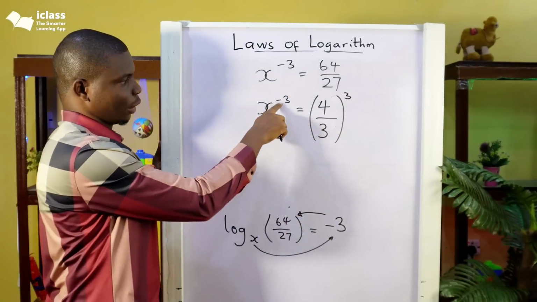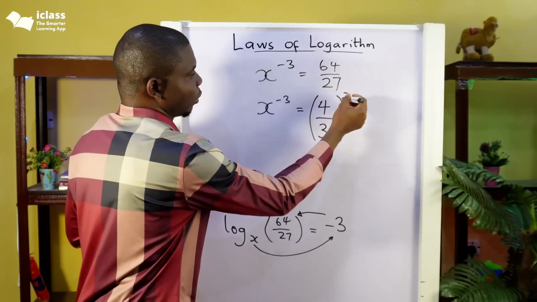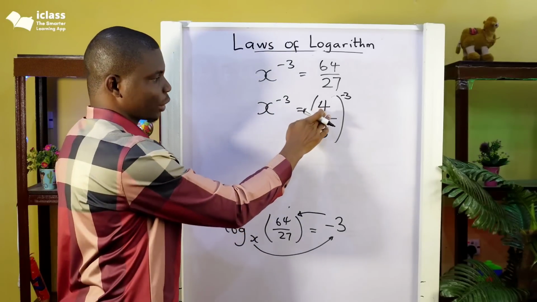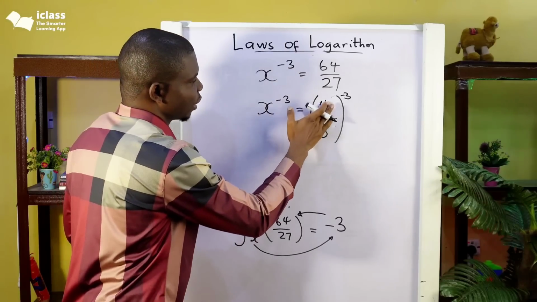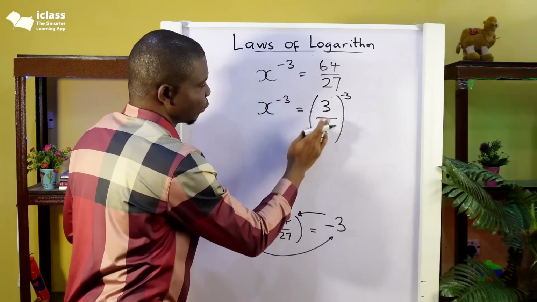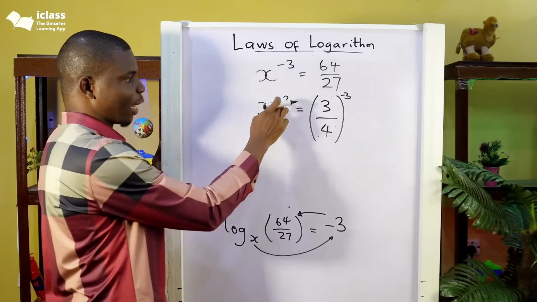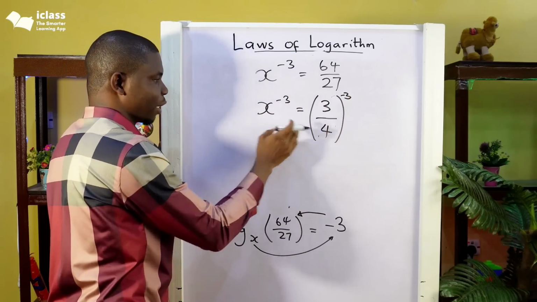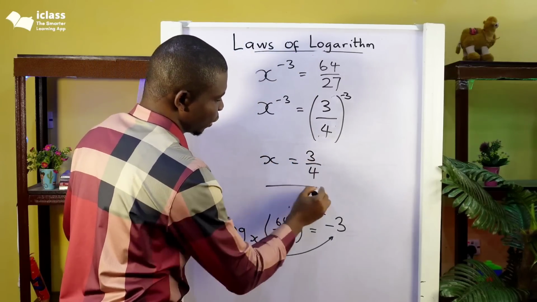Now, but here, the power here is minus. I can decide to make it minus here, but then I will have to invert the base of the index. So this will be 3 over 4 instead of 4 over 3. I hope you get that. So now I've made the powers to be the same. And if the powers are the same, then the bases have to be the same. So x is simply equal to 3 over 4.